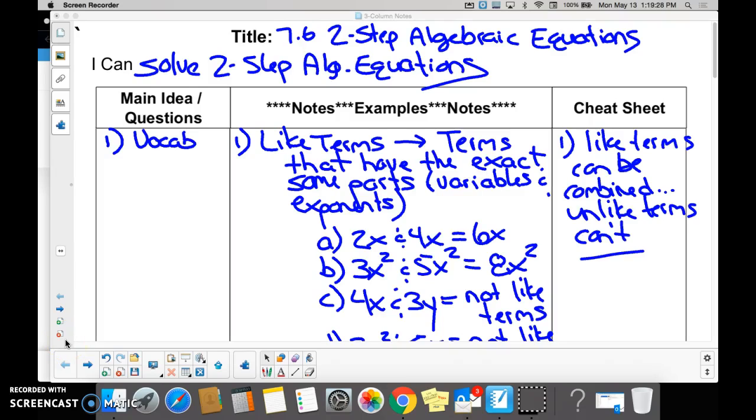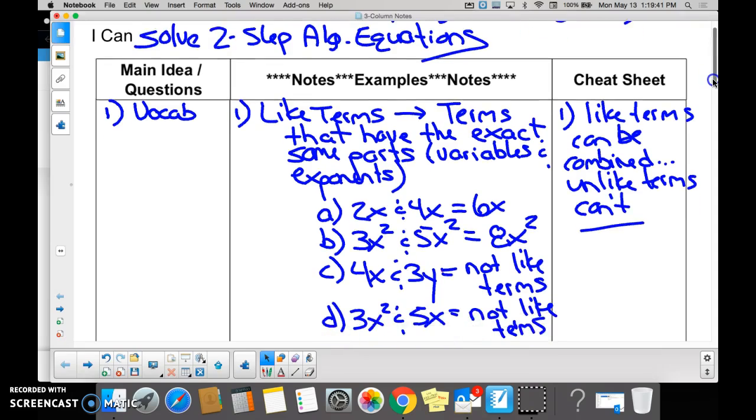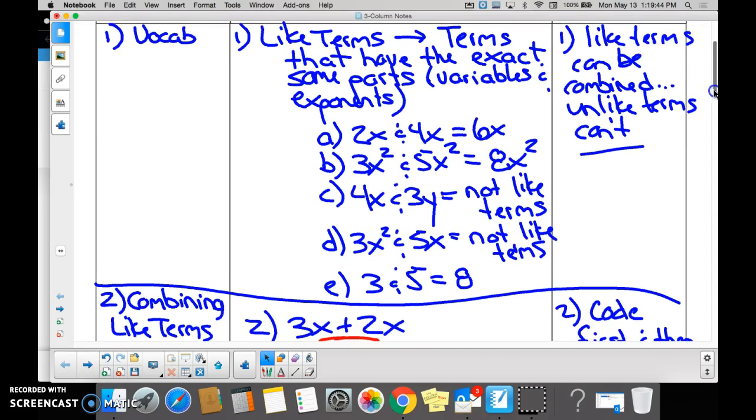7.6 two-step algebraic equations. I can solve two-step algebraic equations. Excellent. We can solve two-step algebraic equations, right? And in some cases, they're actually three-step algebraic equations when we combine like terms and distribute. All right, like terms. Terms that have the exact same parts.